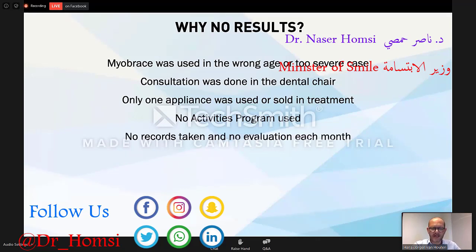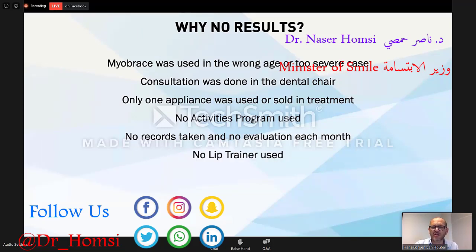There were no records taken. There was no evaluation every month. So the doctor or the professional said, yes, come back after 3 months, and then after 2 months, and then they see them after 8 months. So there is no follow-up. There is no check. Parents and patients are still wearing the same first stage appliance after 8 months. It's very important to follow up, to take the records, to do the evaluation.